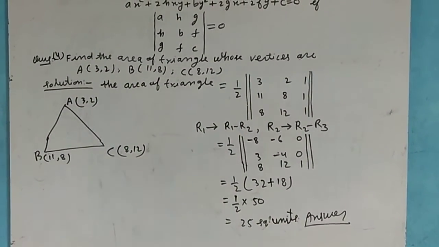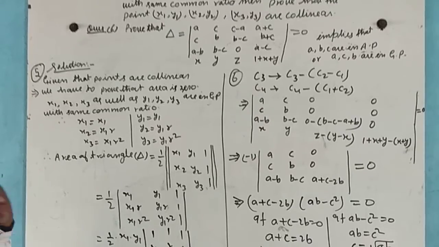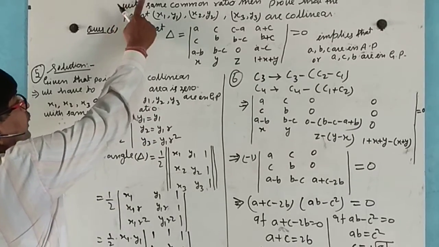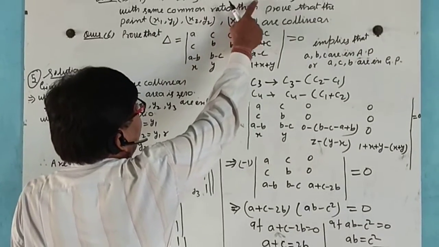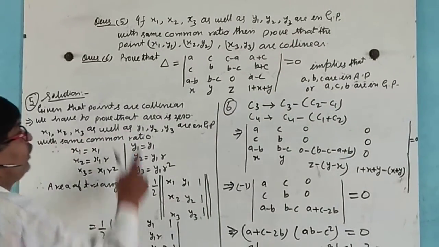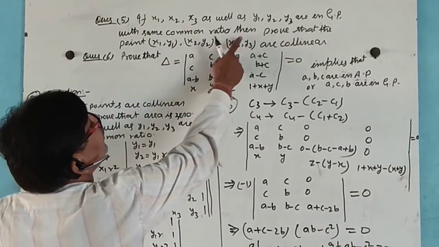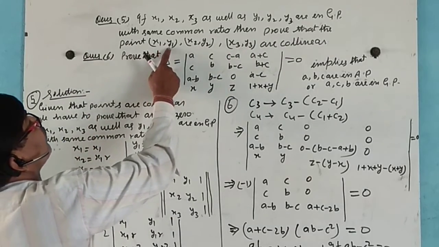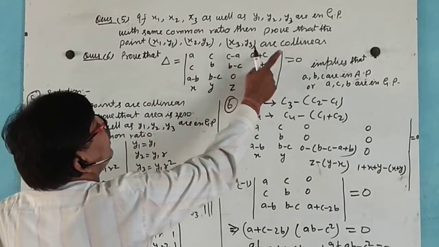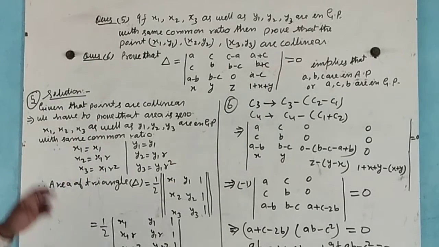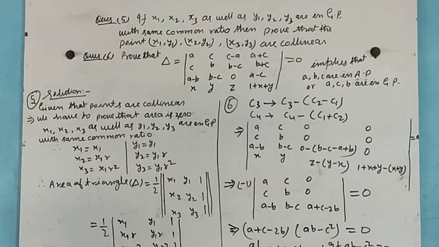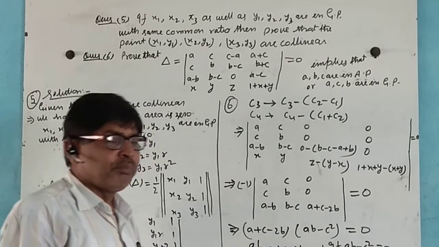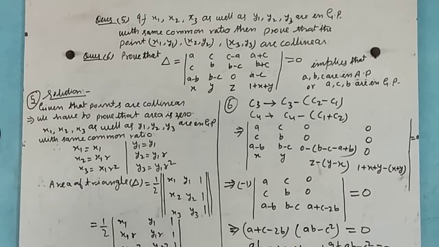Now we take another problem. Question 5: if x1, x2, x3 as well as y1, y2, y3 are in GP with the same common ratio, then prove that the points (x1, y1), (x2, y2), (x3, y3) are collinear. Given that the points are collinear, it means that the value of the determinant must be equal to 0.